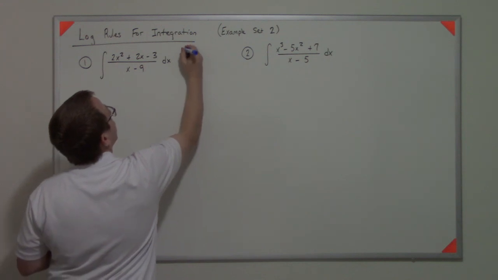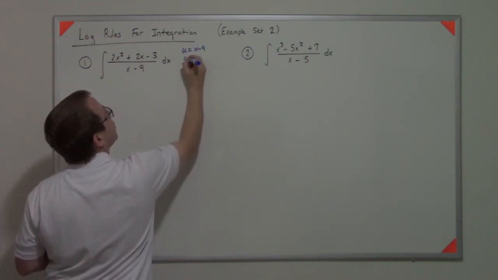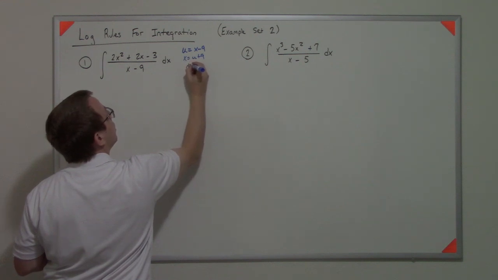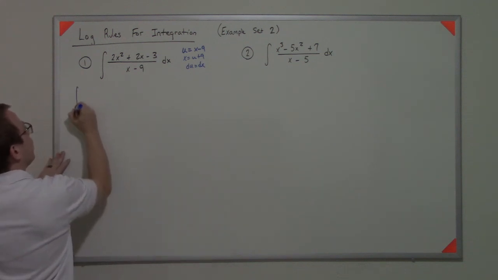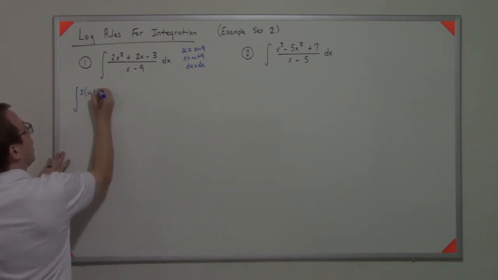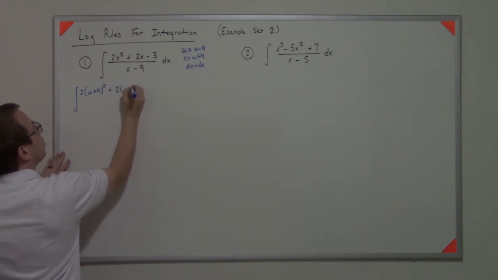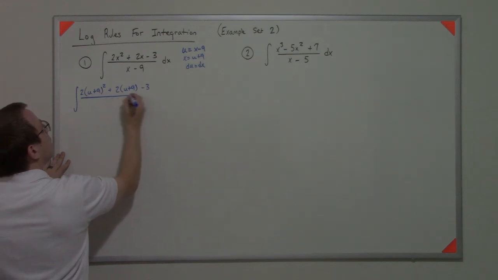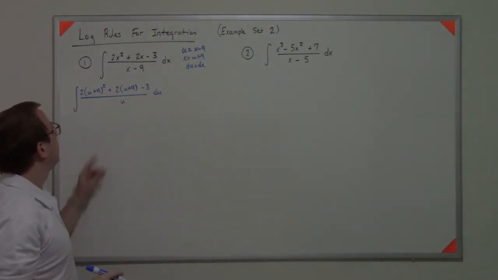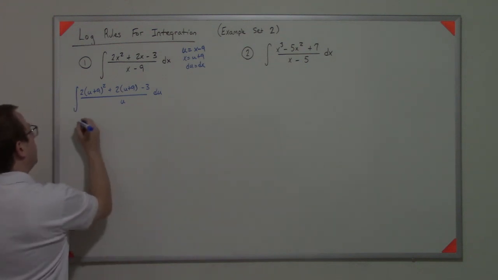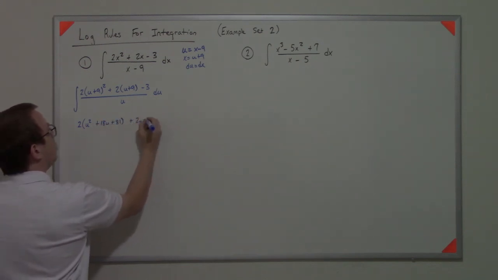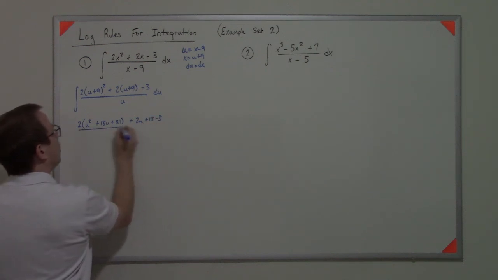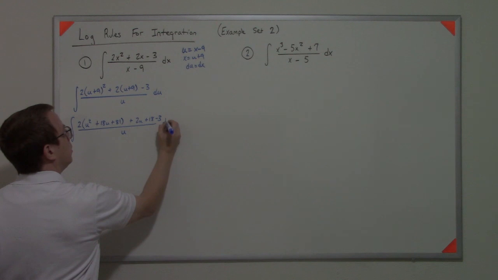You can say u is x minus 9, so x is u plus 9, so du is dx. Then we're going to go all the way through this. This is now the integral of 2(u plus 9) squared plus 2(u plus 9) minus 3 over u du. Then I need to multiply that out: u squared plus 18u plus 81 plus 2u plus 18 minus 3 over u du.